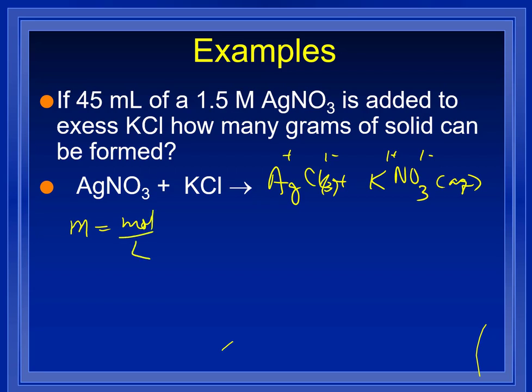So now I can take my molarity, and I know that's moles over liters, but I need to change that into moles. So I need to multiply both sides by liters. So I get moles equals molarity times liters, which is 1.5 molar times 0.045 liters, because I got to move it over 3 times.